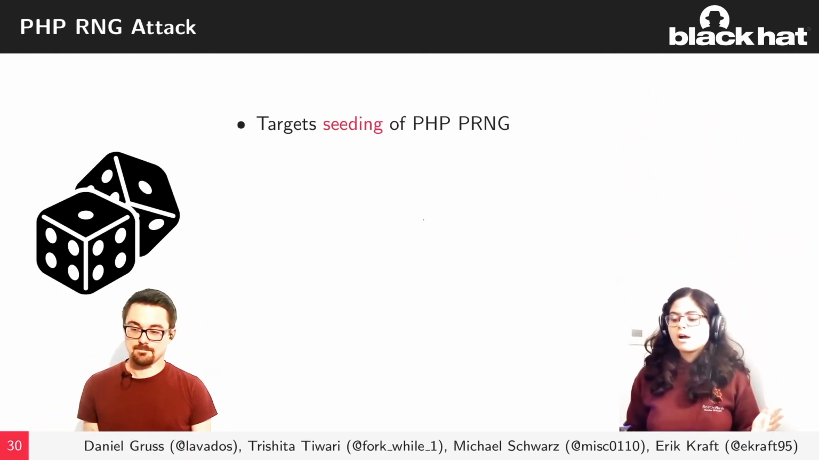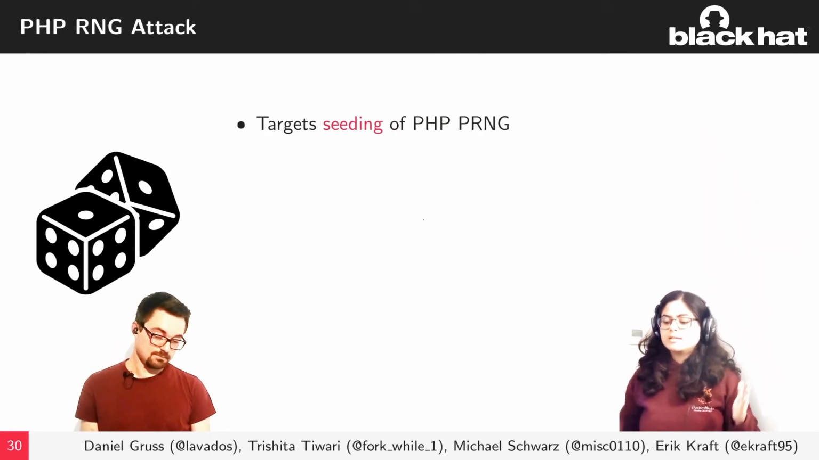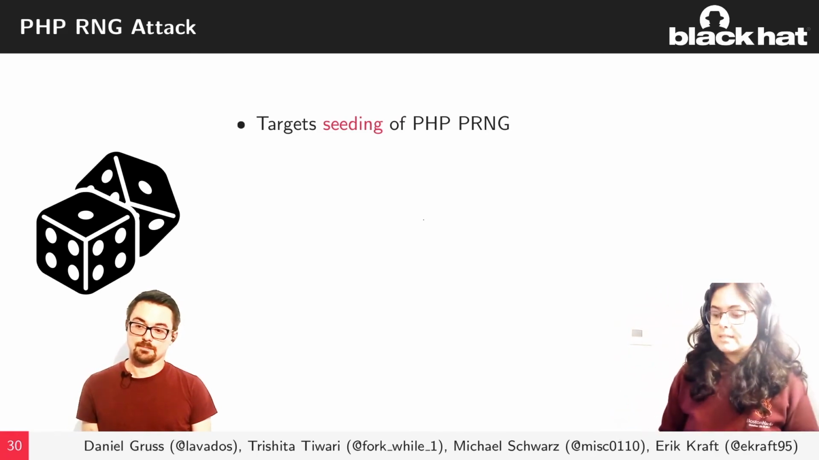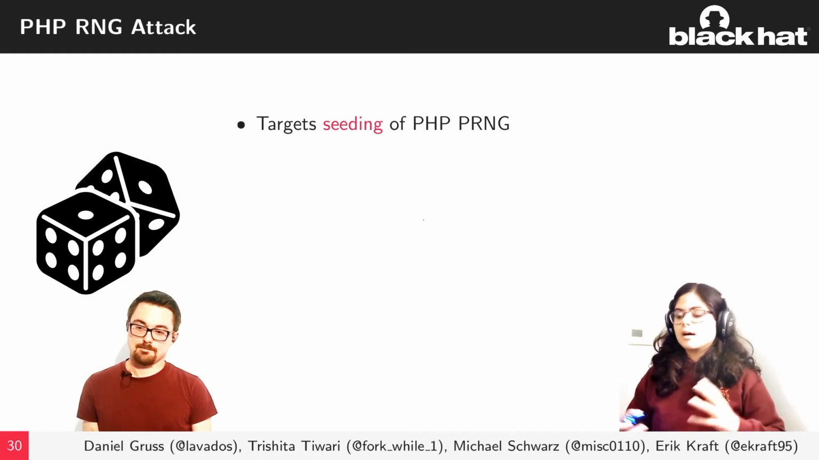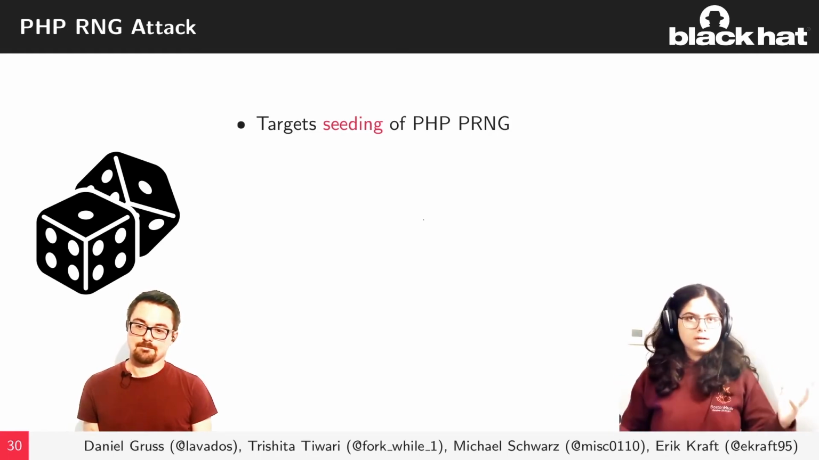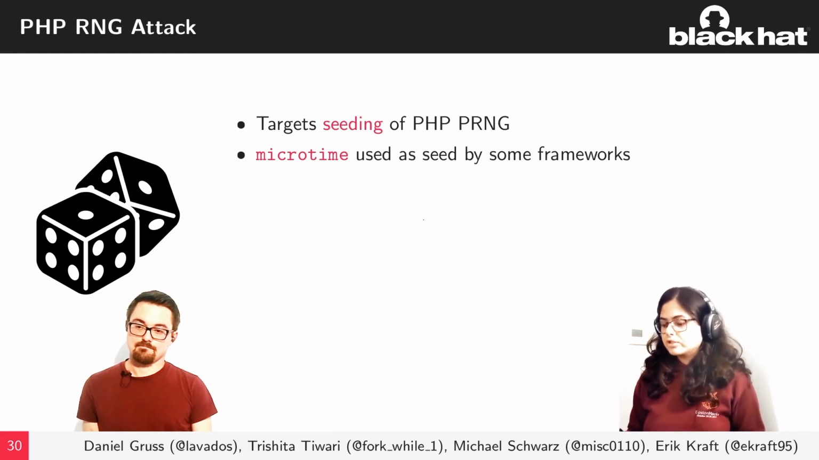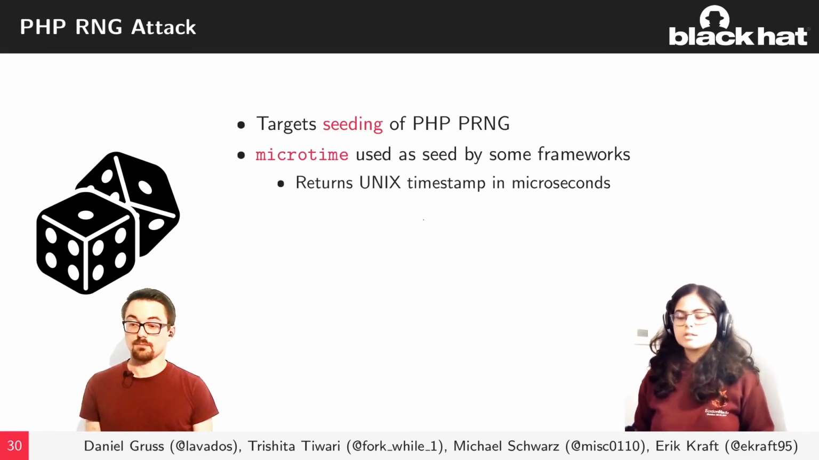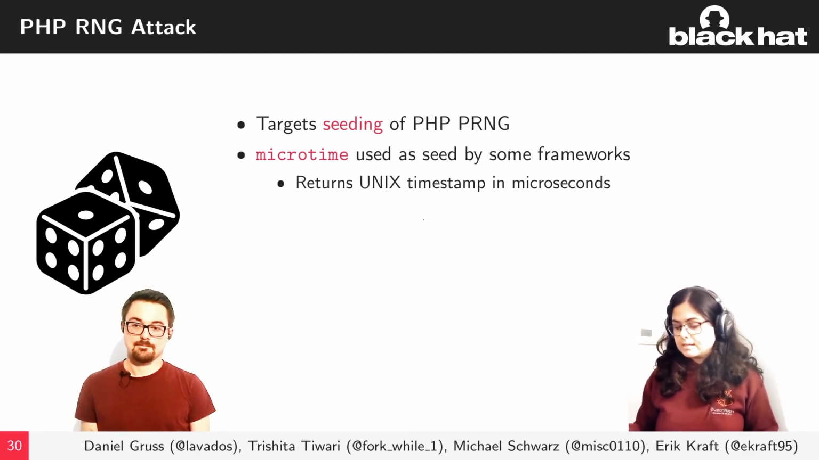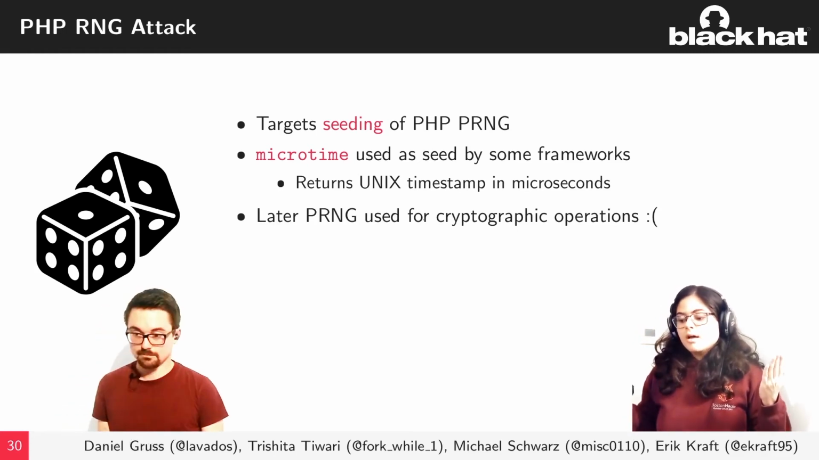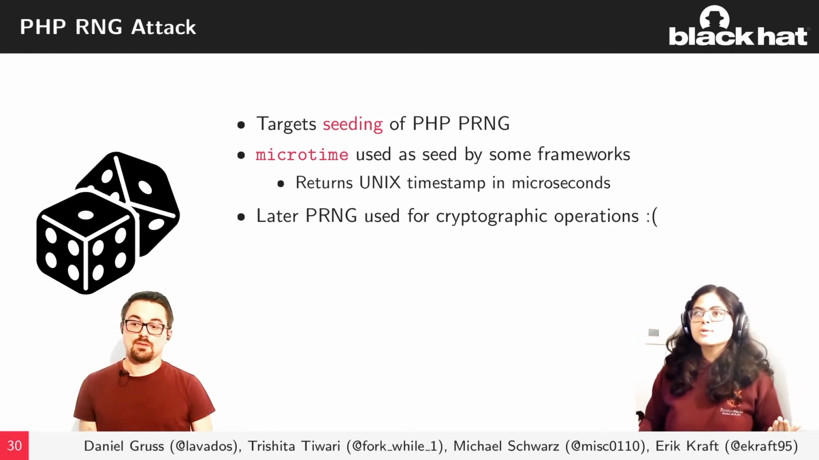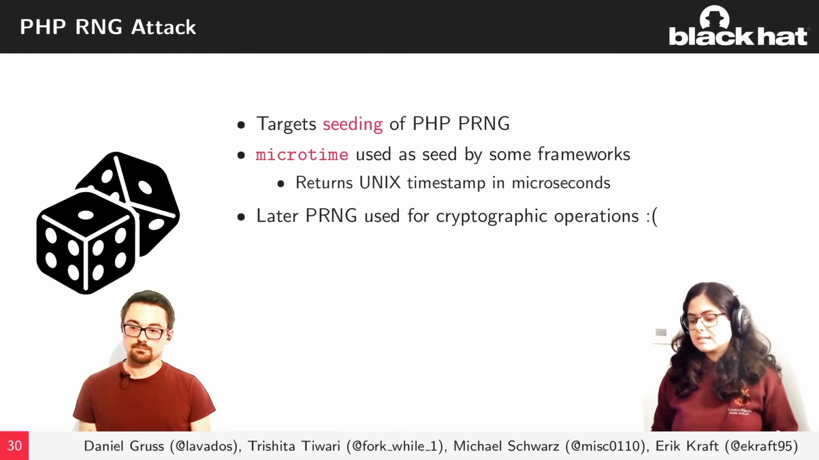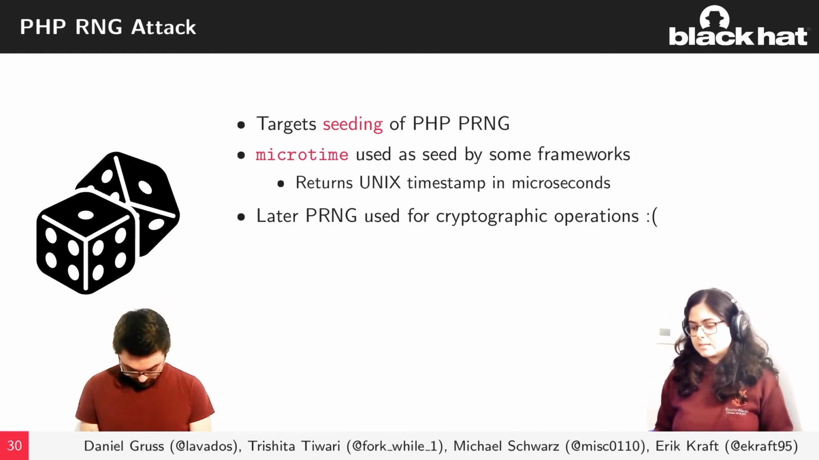Awesome. So now let's talk about our second attack, which is the PHP pseudorandom number generator attack. Here the victim process seeds its pseudorandom number generator with the system time, and it uses the microtime function, which is used in some frameworks. The microtime function essentially returns the Unix timestamp in microseconds. Unfortunately, this seeding is used for some cryptographic operations, which is not ideal because it makes the system weaker, because the time is kind of guessable.